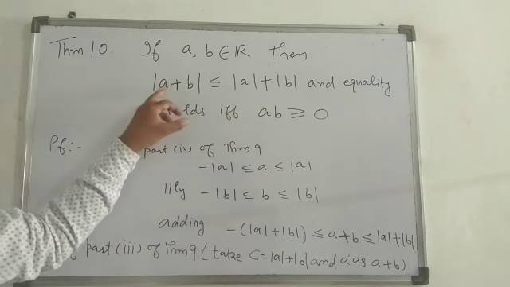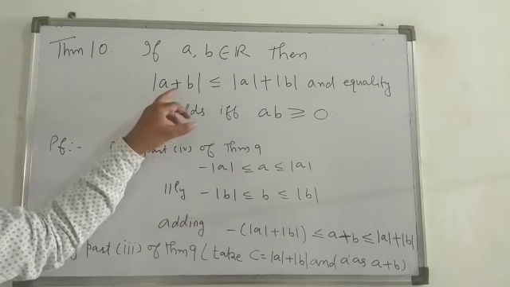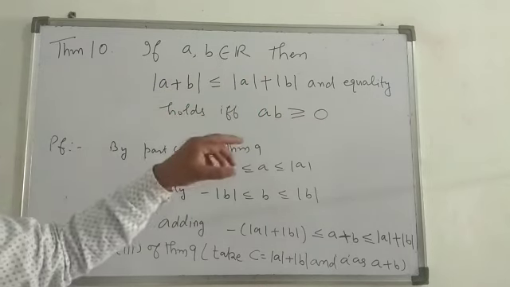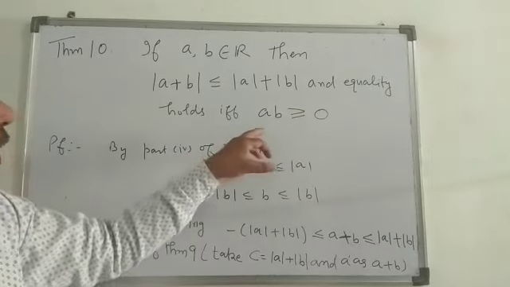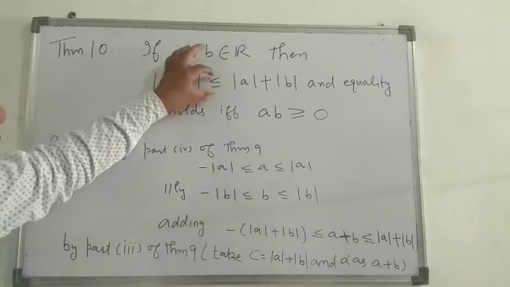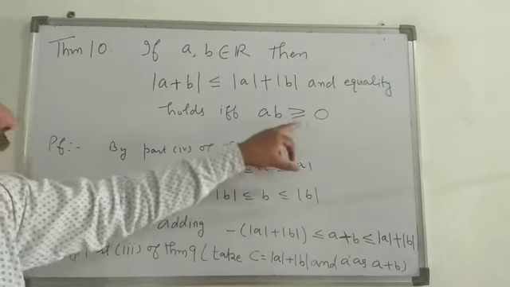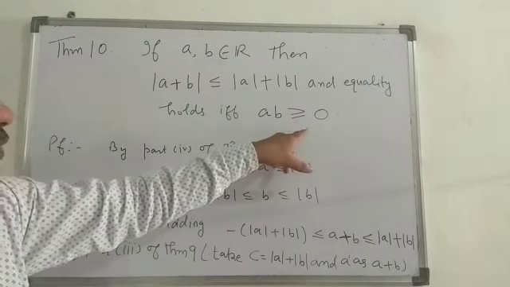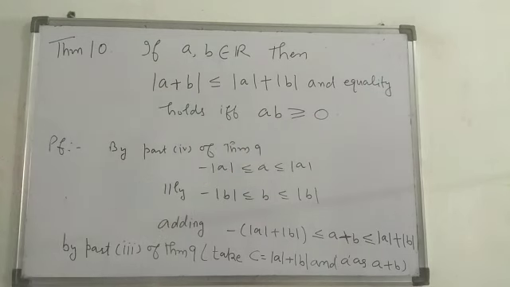That is, the absolute value of a plus b can never be greater than the sum of the absolute values of a and b. Further, equality holds if and only if a times b is greater than or equal to 0. That is, here there will be equality if ab is greater than or equal to 0, and conversely, if ab is greater than or equal to 0, then equality holds.